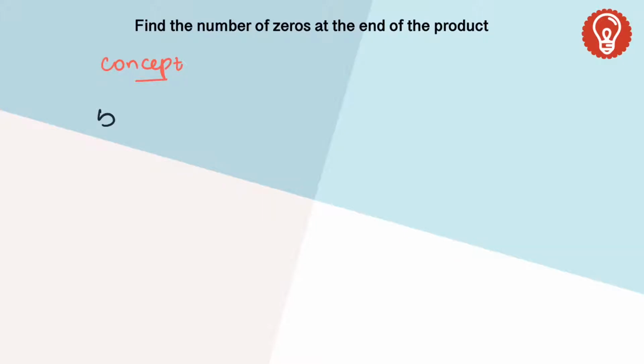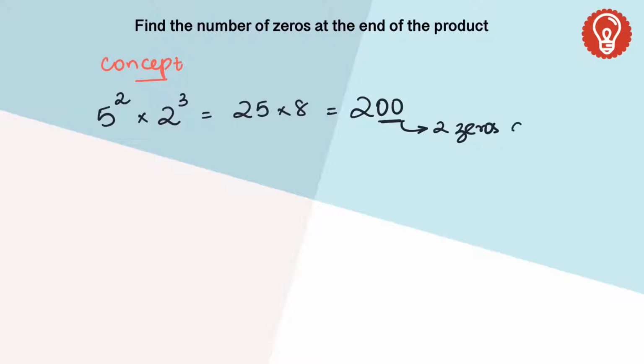Let's take this to the next level. Let's say there is 5 square and 2 cube. 5 square is 25 and 2 cube is 8. 25 times 8 is 200. Now we got 2 zeros at the end of the product.